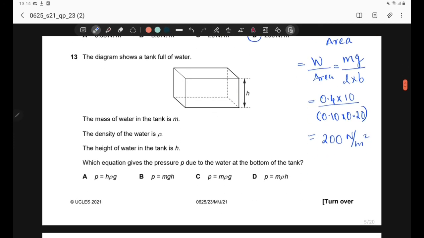Question 13. The diagram shows a tank full of water. The mass of the water in the tank is m. The density of the water is rho. The height of the water in the tank is h. Which equation gives the pressure P due to the water at the bottom of the tank? So we need to find the pressure exerted by the water at the bottom. Here we have to use the equation of pressure in a fluid, that is rho g h, where rho is the density of that fluid, g is gravitational field strength, and h is the depth of the liquid. Therefore, the correct answer is option A.